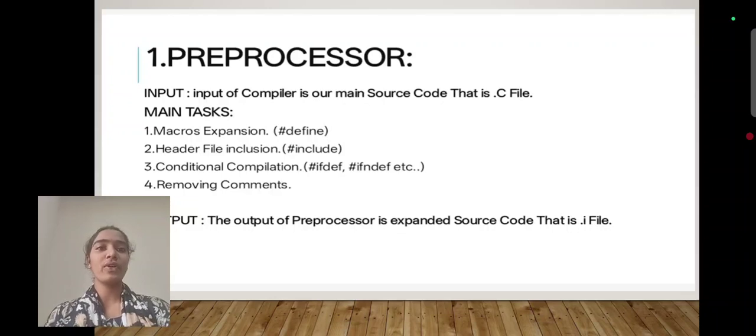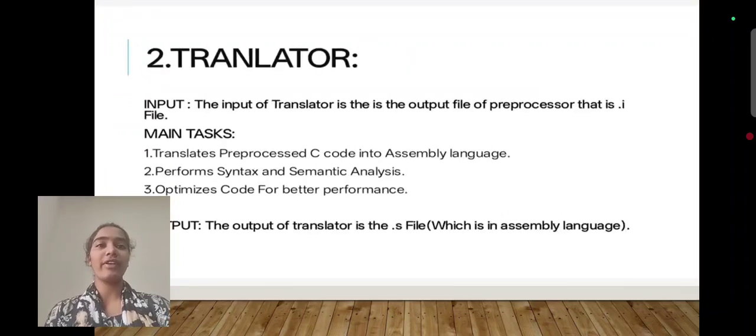First, preprocessor. Input of compiler is our main source code. Main task: macros expansion, header file inclusion, conditional compilation, removing comments. Output: the output of preprocessor is expanded source code, that is .i file.